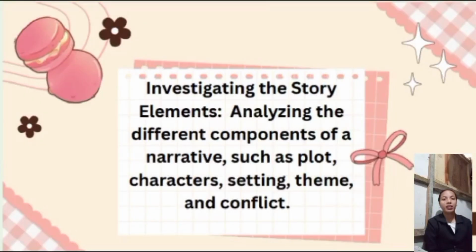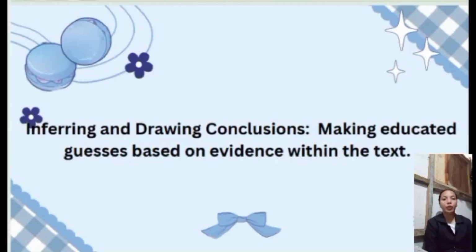Second is investigating story elements. This technique focuses on analyzing the structural components of a narrative text, for example, a novel, short story, and so on. The third one is inferring and drawing conclusions. This involves making logical deductions based on evidence presented in the text, even if that information isn't explicitly stated.